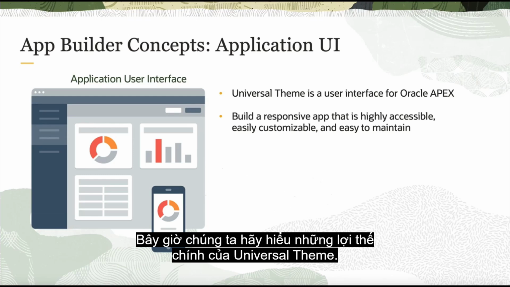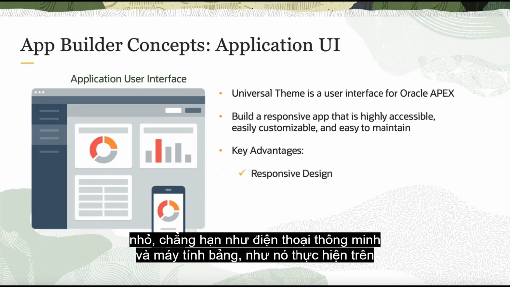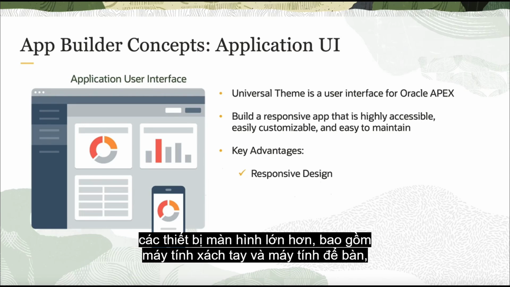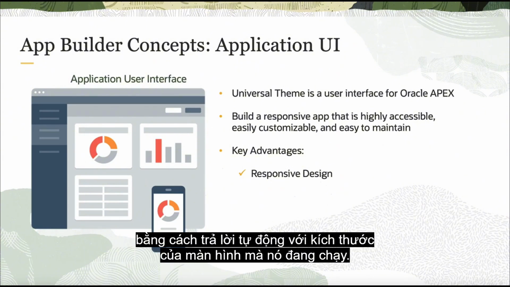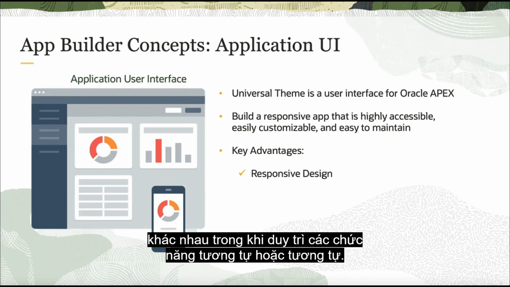Now let's understand the key advantages of Universal Theme. Universal Theme is designed to work just as well on small screen devices such as smartphones and tablets as it does on larger screen devices including laptops and desktops by responding automatically to the dimensions of the screen on which it is running. The UI components in Universal Theme work across varying screen resolutions while maintaining the same or similar functionality.